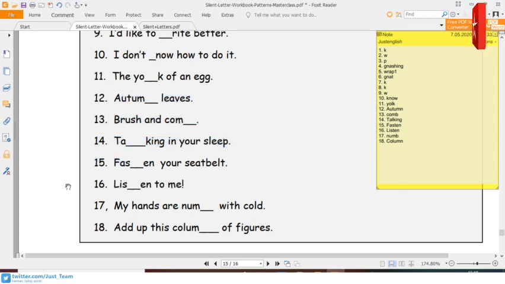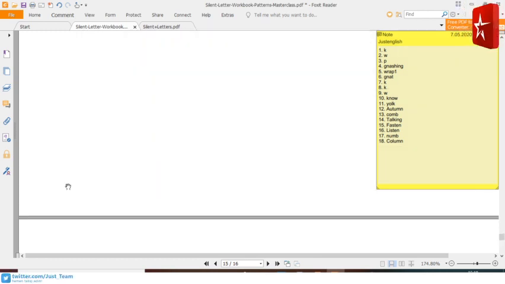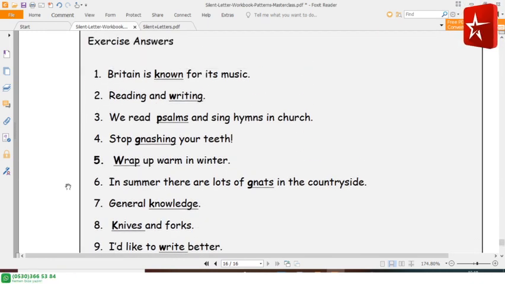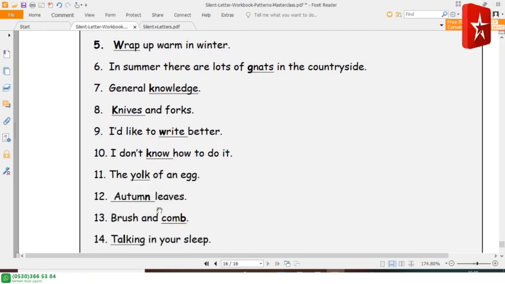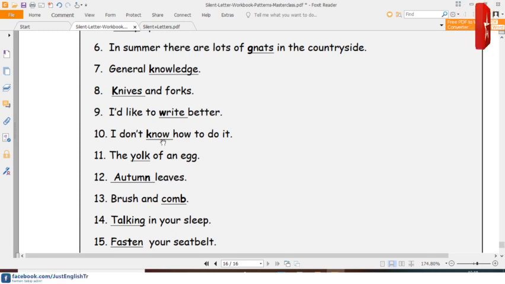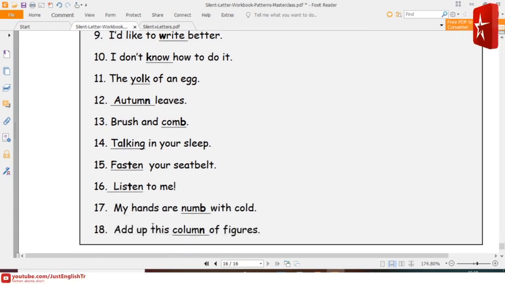Okay, let's check our answers. Are they correct or not? First one noun, second one writing, third one psalms, gnashing, wrap, gnats, knowledge, knives, right now, yolk, autumn, comb, talking, fasten, listen, noun, and column. Yes, all of them are correct. Okay, let's continue with the next exercise.